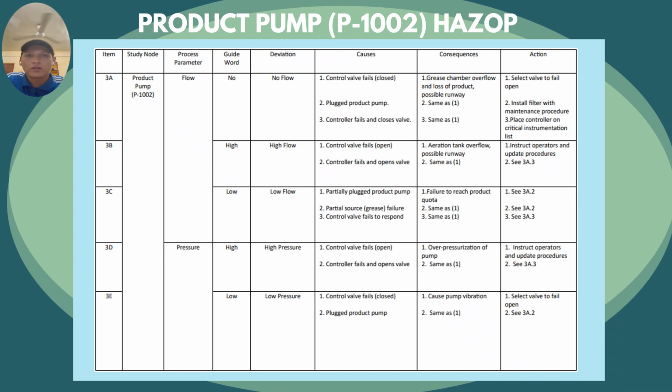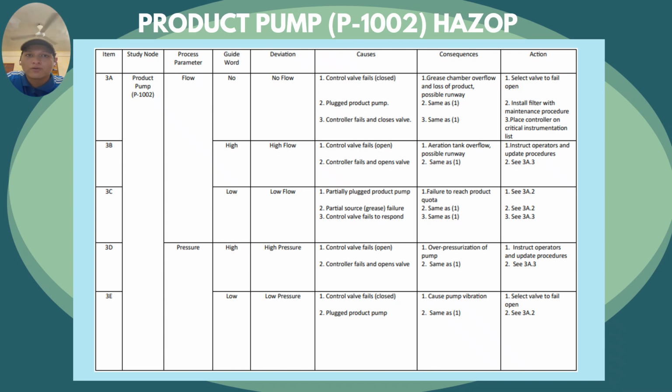Now for no flow, the causes are control valve fails to close, plugged product pump, and controller fails and closes valve. The consequences would be grease chamber overflow and loss of product and possible runaway, with number 2 and number 3 being the same as 1. Now the action that we can take is select valve to fail open for number 1, for number 2 install filter with maintenance procedures, and for number 3 place controller on critical instrumentation list.